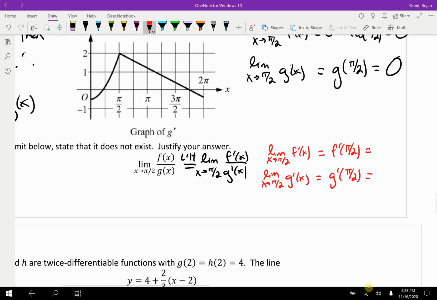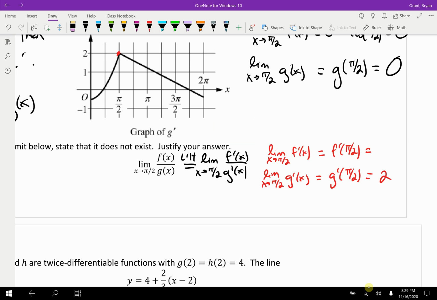So g prime of pi over 2, well, we have a graph, and this is tricky. I see a lot of students make mistakes here. You say, oh, sharp point, the derivative doesn't exist. And you're right. The derivative of this graph doesn't exist. This is the graph of g prime. So g double prime of pi over 2 certainly does not exist. But g prime of pi over 2 absolutely exists. There is a point here. There's a closed, there's no open circle. There is a point. G prime of pi over 2 is 2.